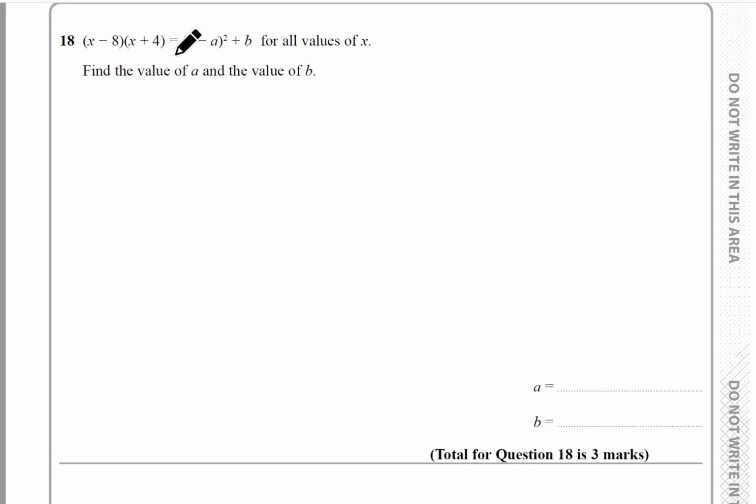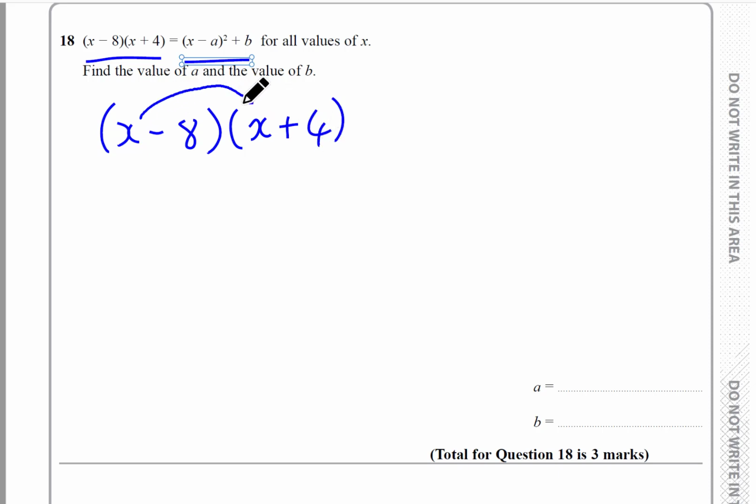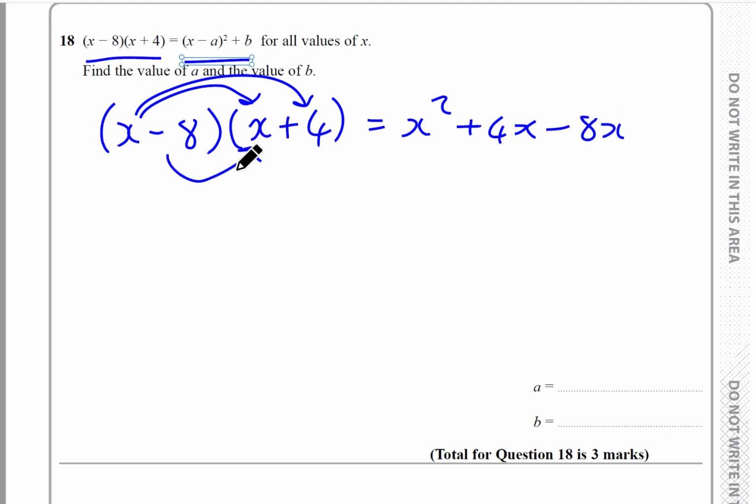Now look at this question. Can you see this looks like completed square form? Find the value. Well, you're not sure what to do here. Let's just expand that out, just in case you don't know. So x times x is x squared plus 4x minus 8x minus 32, which equals x squared minus 4x minus 32.